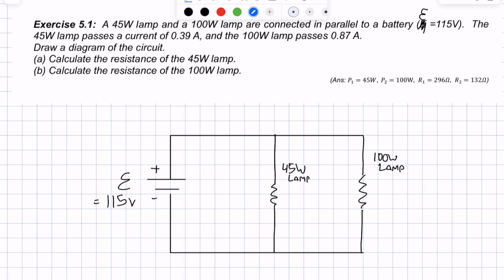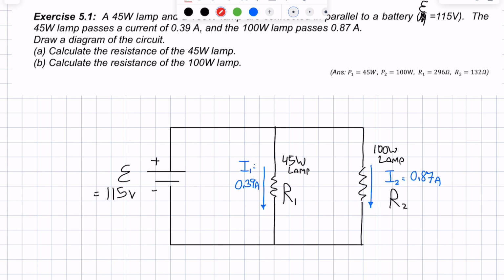The question tells us that we have a current of 0.39 amps going through the 45-watt lamp, so I'm going to call it I1, where I1 is equal to 0.39 amps. We will then have a current I2 of 0.87 amps going through the 100-watt lamp.